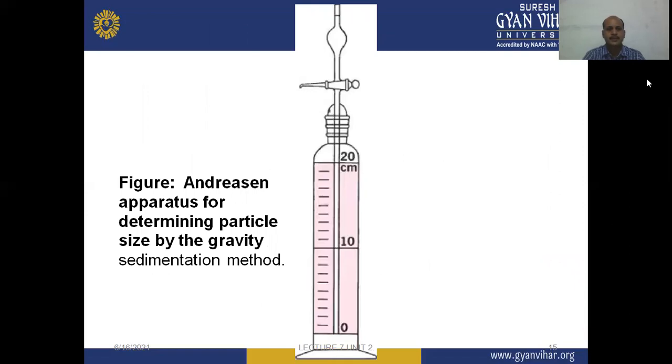So the Andreasen apparatus for determining particle size by the gravity sedimentation method can be seen here. This is the 550 ml glass vessel where a pipette is given, and the lowest tip is around 20 centimeters below the surface of the suspension, and a glass stopper is here. So this is the Andreasen apparatus for determining particle size by gravity sedimentation method.